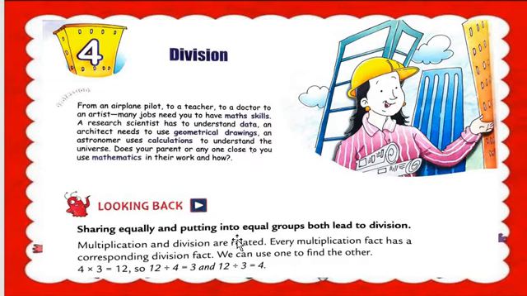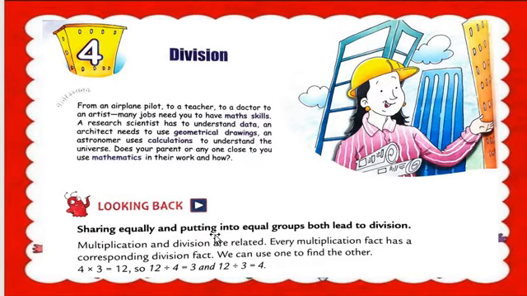Sharing equally and putting into equal groups both lead to division. What does it mean, students? Listen properly and understand properly. Sharing equally means we have to share equal parts with our friends. For example, you have 4 chocolates and you have 4 friends. So how many chocolates does each get if you divide equally? 4 chocolates among 4 friends, each has 1. It's like that. Understood? Got my example, all students?